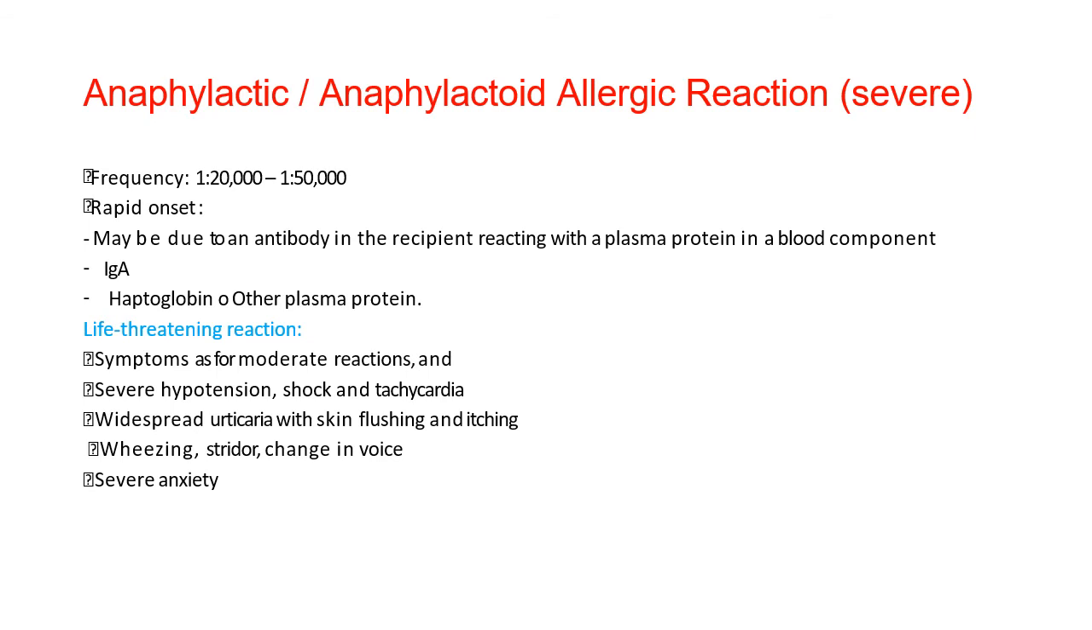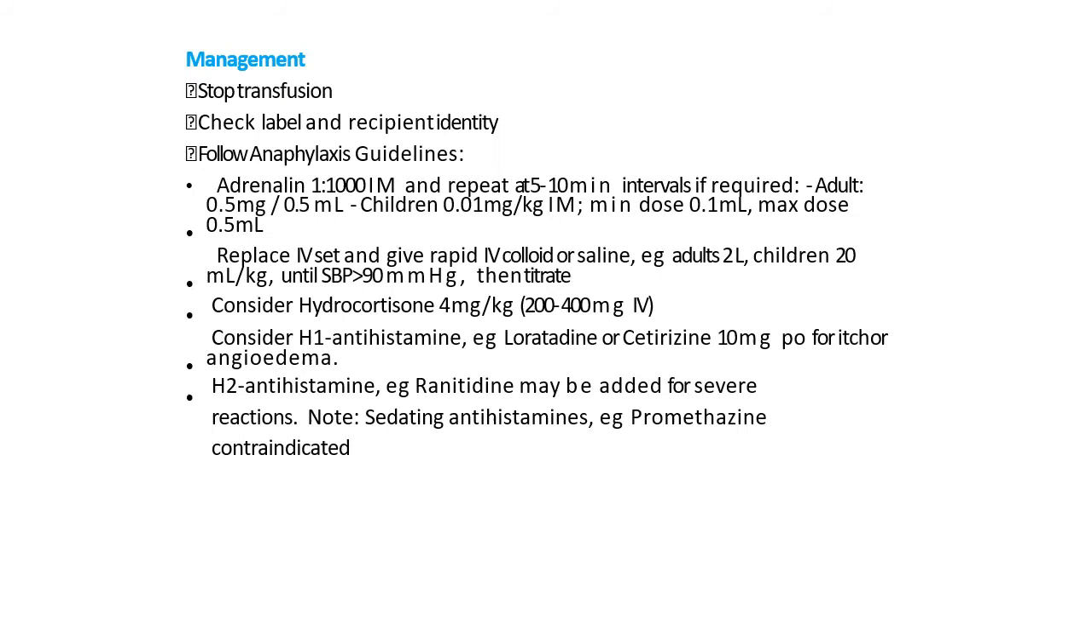And the last is the severe or anaphylactic allergic reaction. In this, there is an antibody reacting with a plasma protein in the blood component, IgA or haptoglobin. There will be life-threatening symptoms. All the moderate symptoms will be there, and also life-threatening symptoms like severe hypotension, shock, and tachycardia. Whole body urticaria can be seen. Wheezing, stridor, and change in voice, so laryngeal edema can be seen. Anxiety can also be there.